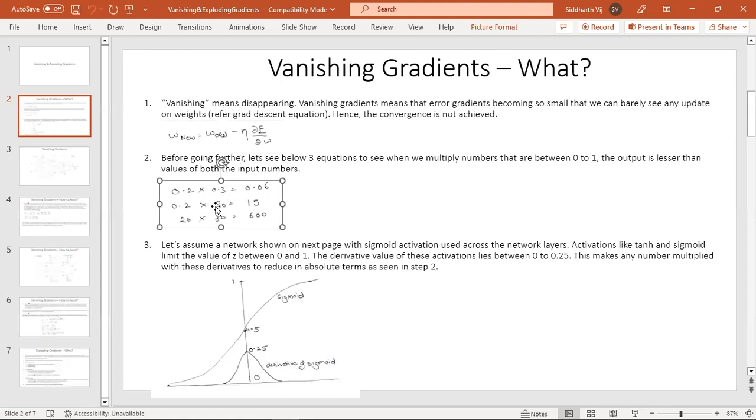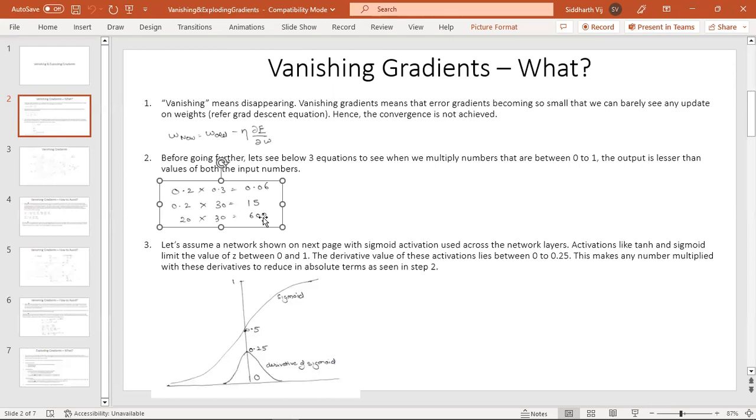So just concentrate on these three figures. This will help you understand why gradient values are becoming very low, or why it is affecting the network. If you multiply two numbers which are decimals between 0 and 1, the output number is lesser than both of the numbers. Here we are multiplying 0.2 and 0.3. The output is 0.06, which is quite lower than both of these numbers, 0.2 and 0.3. Same way, if we multiply any decimal number between 0 and 1 with an integer, it makes the value of the integer reduce to a larger extent. So 0.2 into 3 is equal to 0.6. But if both numbers are integers, then the value is bigger than both the numbers.